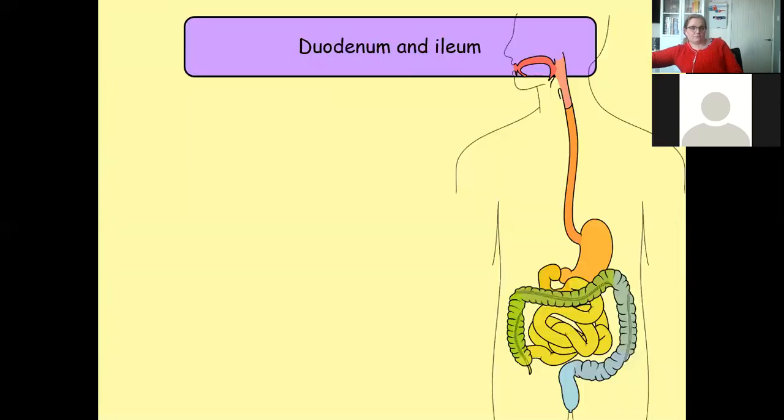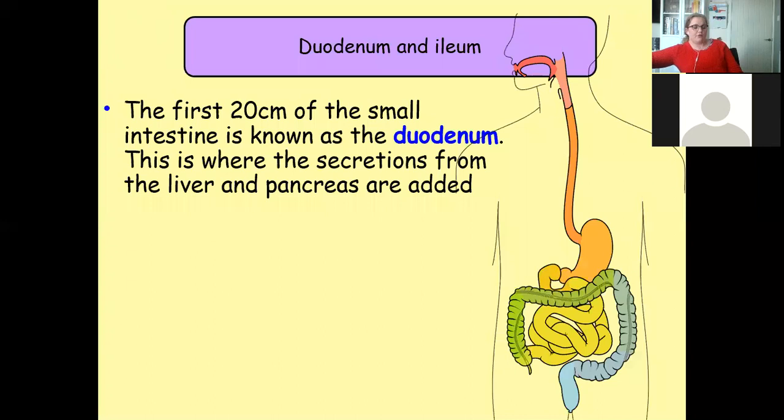Now let's look at the different parts of the digestive system. So we've got the duodenum and the ileum. The first 20 centimeters of the small intestine is known as the duodenum. This is why we start using different terms like the duodenum and the ileum, because these are different parts of the small intestine. Rather than just saying I've got a small intestine, it's massive, where absorption happens, we're now being more specific. What happens at each part? Because in the different parts of the small intestine, different things happen.